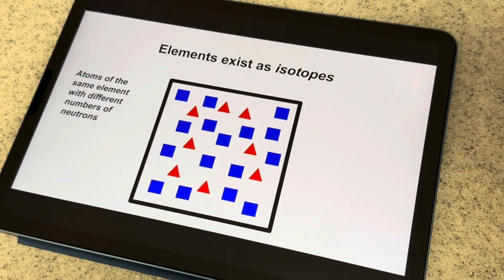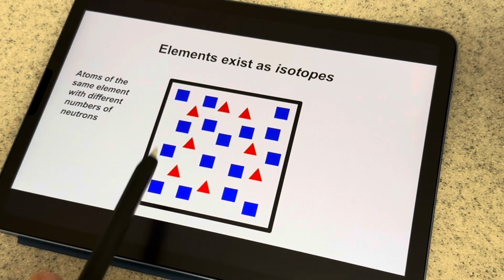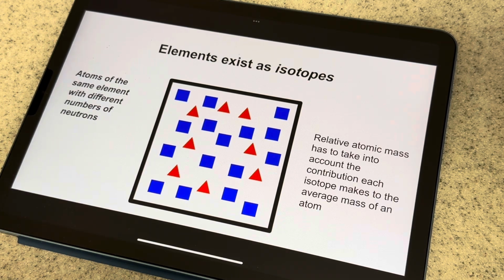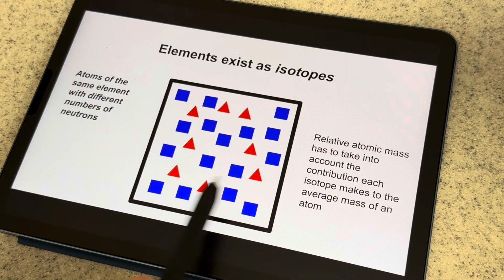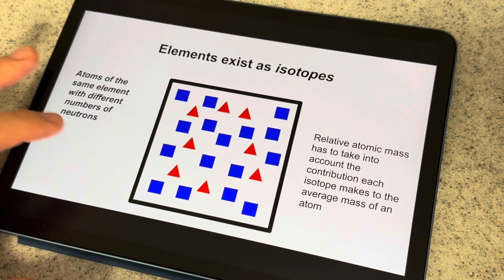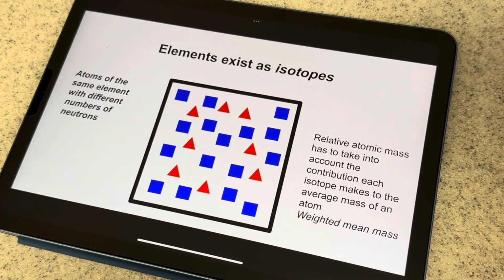So basically, relative atomic mass is a measure of the mass of a typical atom in a sample of an element. So it's going to need to take into account the mass contribution each isotope is going to have on the average mass of that typical atom. And we give that a special name. It's called a weighted mean mass. So the relative atomic mass is a weighted mean mass of an atom.